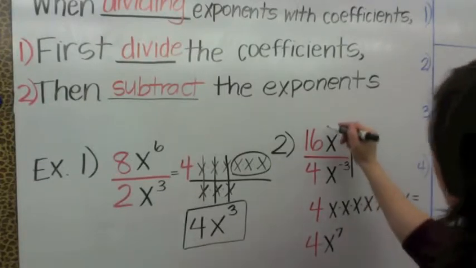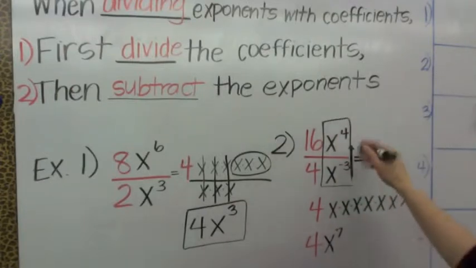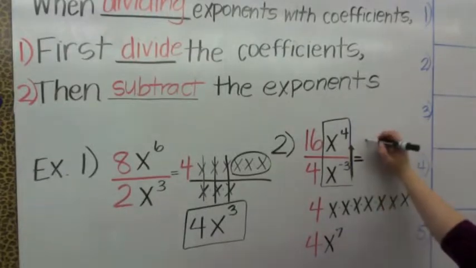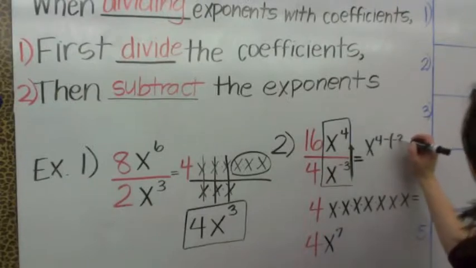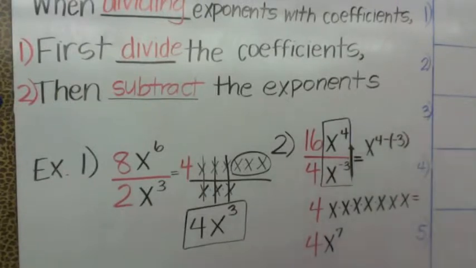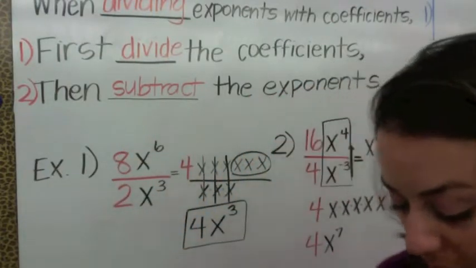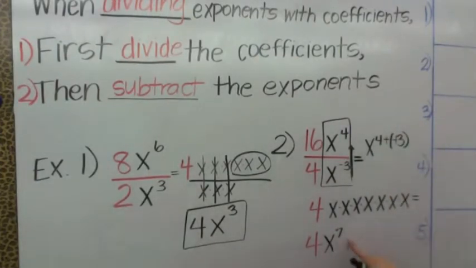Now, if you take a look at the exponents, you know you have to subtract. So x to the power of 4 minus a negative 3. Let's remember, what is negative times negative? A negative times a negative is positive. So when they touch, they become positive. That's why we add 4 plus 3, which gives us x to the power of 7. Go ahead and write that down.